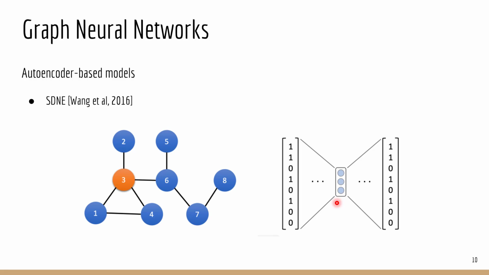Similarly to matrix factorization techniques, here we have some limitations in scalability and in generalizability because the size of the input vector as well as the output vector is equal to the number of nodes in the graph, which can be very large depending on the application. And usually in real-world applications, we have very large graphs.